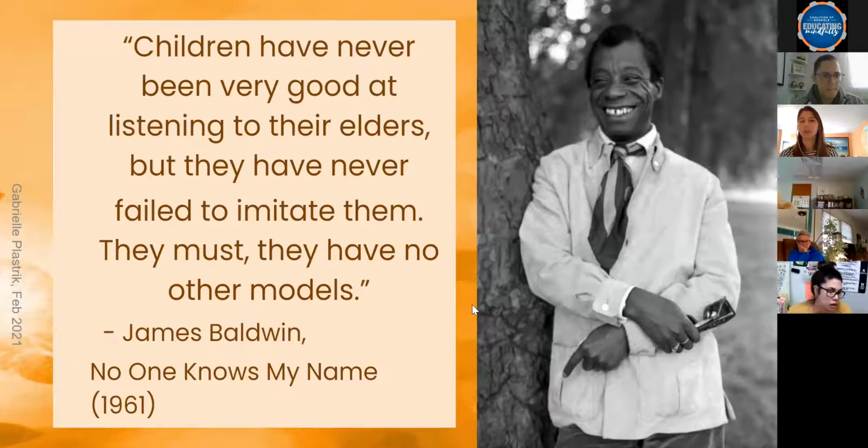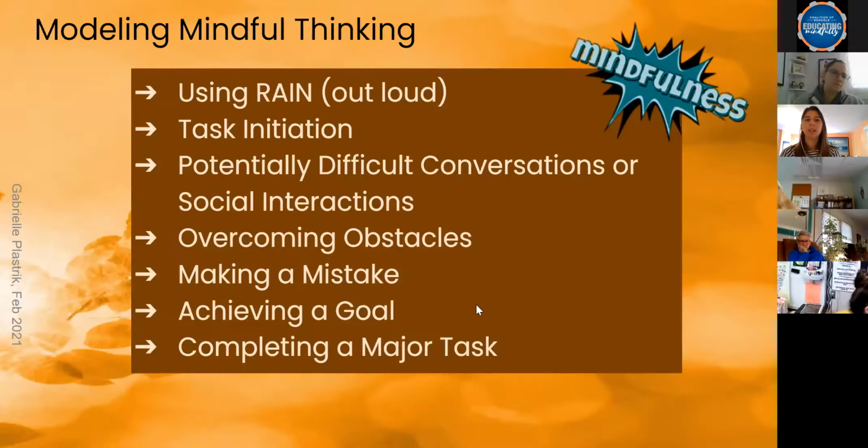This is just a quote from James Baldwin about how important our modeling is. It's like our superpower in the classroom. So these are opportunities where you can model mindfulness. So again, RAIN is to recognize, allow, investigate, and non-identify. And when we get to awareness, I can talk through that more specifically, what that might look like.